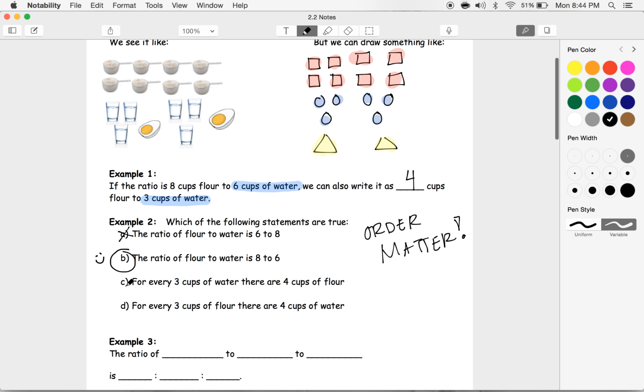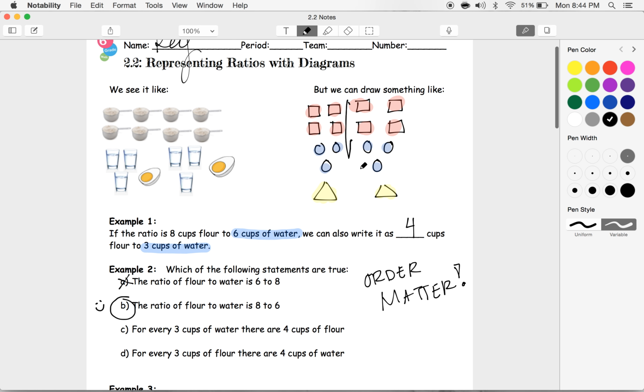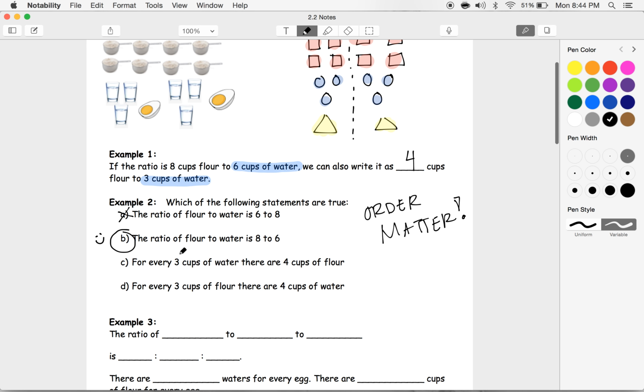All right, so now it's saying for every 3 cups of water, there are 4 cups of flour. So instead of looking at all of my 6 water here, I'm going to split it in half. Oops. Split it down so I'm only looking at half of my diagram. So for every 3 cups of water, there are 4 cups of flour. Okay, 1, 2, 3 cups of water, 1, 2, 3, 4 cups of flour. So yes, that's true.